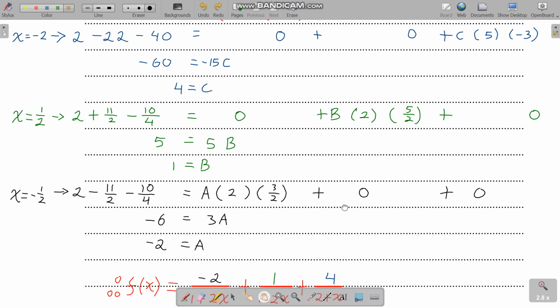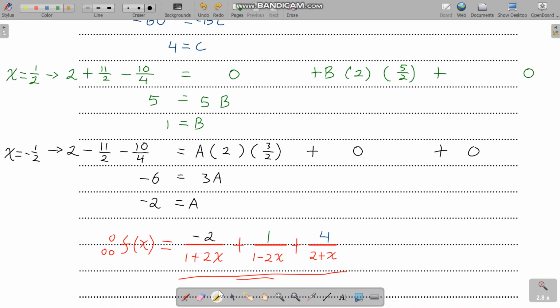We get a, b, c. So the final answer with the a, the b, the c, this is the final answer.